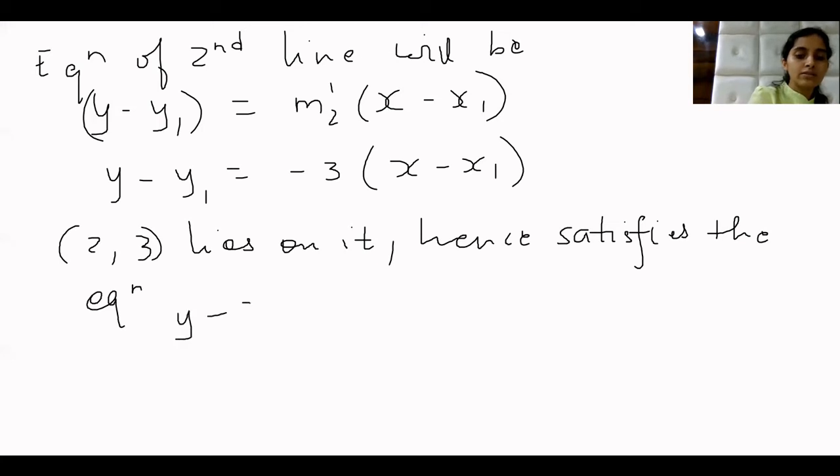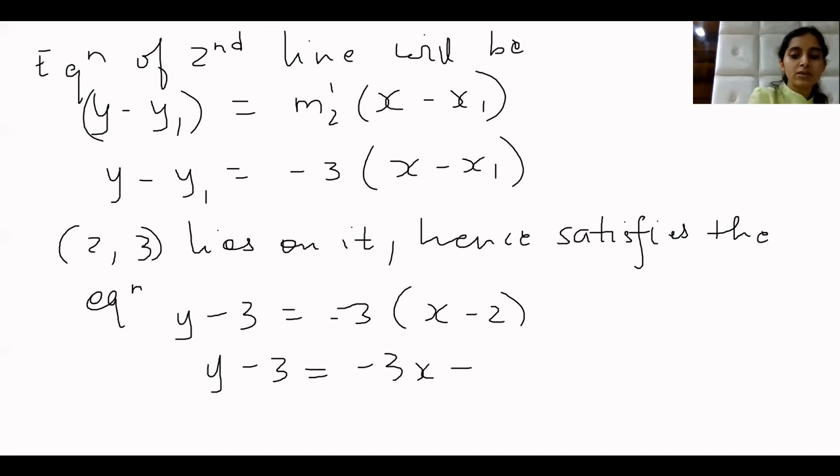So y minus 3 is equal to minus 3 times (x minus 2), which will be y minus 3 is equal to minus 3x plus 6. We have 3x minus y minus 3 minus 6 is minus 9, equal to 0. This is your B equation.